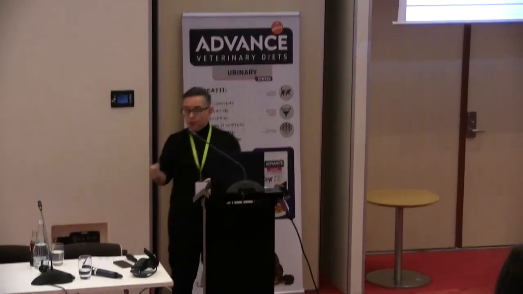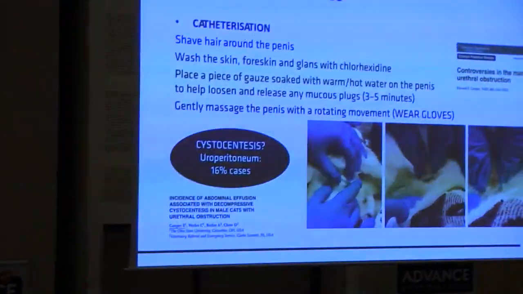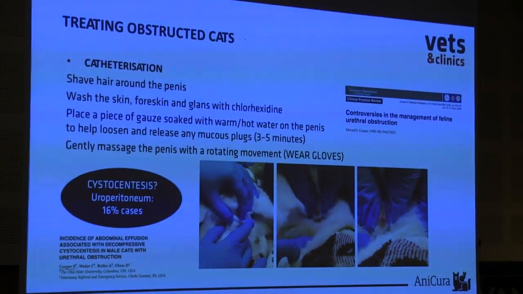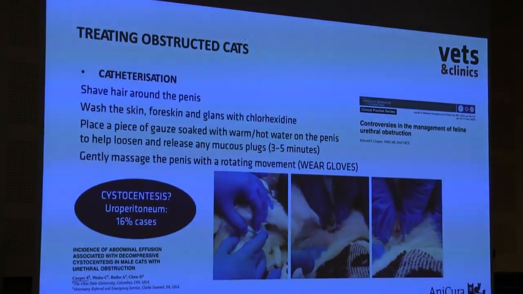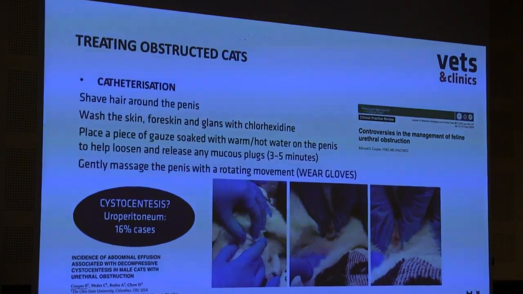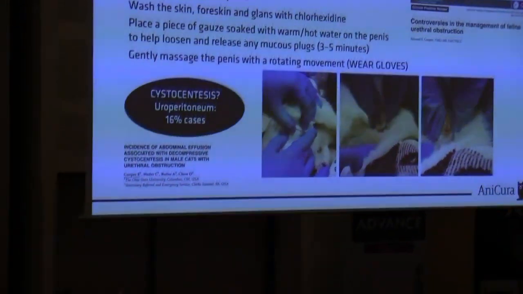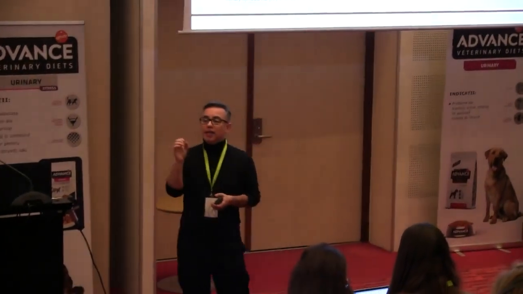For the catheterization, some people shave all the penis area. I shave all the penis area. Some people don't do it. And wash the skin with chlorhexidine, the same that we use for surgery. And I always place a gauze with warm water over the penis in that way, okay? That mainly helps if there is a plaque inside of the urethra, it is liberated, okay?